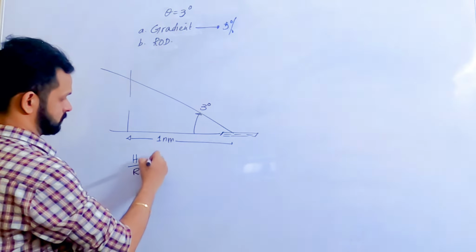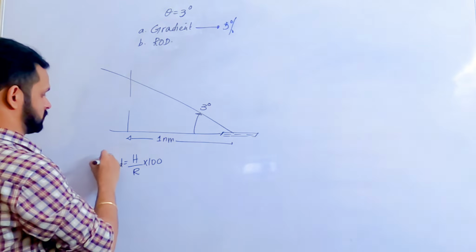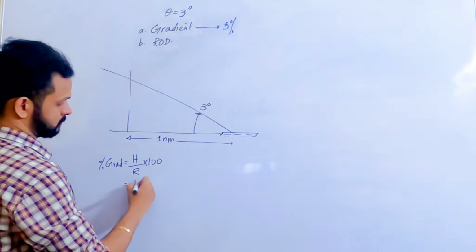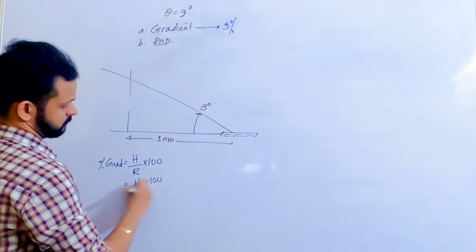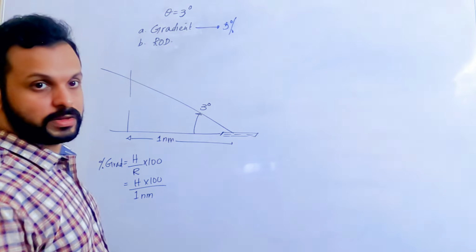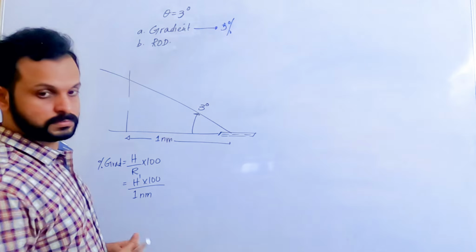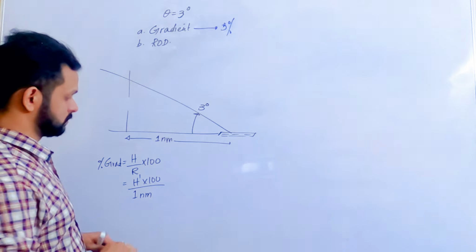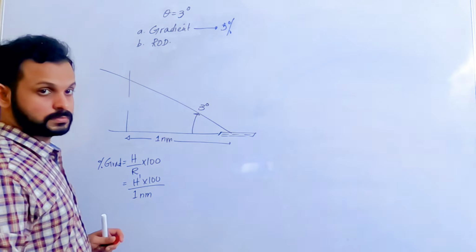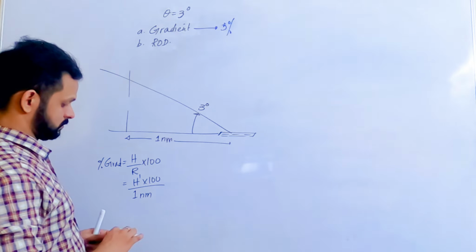Range is in nautical miles, we can convert it into feet, and height also we need to calculate in feet. So percentage equals height in feet multiplied by 100 divided by 1 nautical mile, which equals 6,000 feet by approximation. So it should be 6,000 feet.